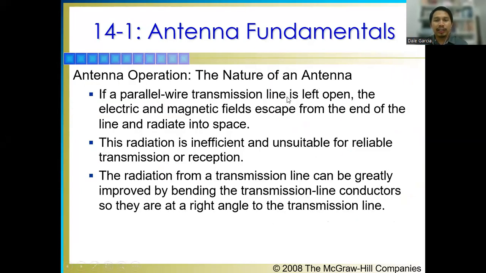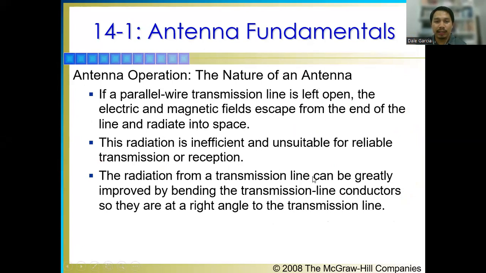If a parallel transmission line is left open, the electric and magnetic fields escape from the end of the line and radiate into space. So this radiation is inefficient and unsuitable for reliable transmission or reception.